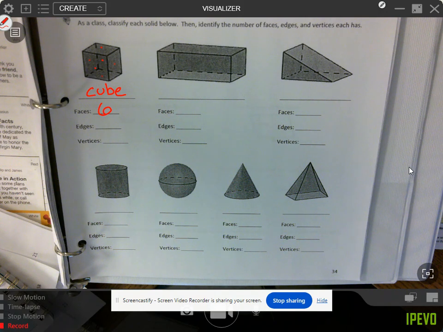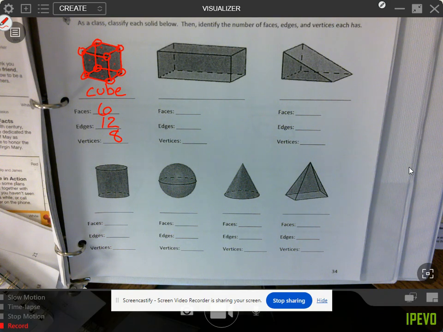How many edges are in a cube? Lilia? 12. So we have 1, 2, 3, 4. Then going up and down, we have 5, 6, 7, 8. And then on top, we have 9, 10, 11, 12. How many vertices do we have? Madison? 8. So we have 1, 2, 3, 4, 5, 6, 7, 8.